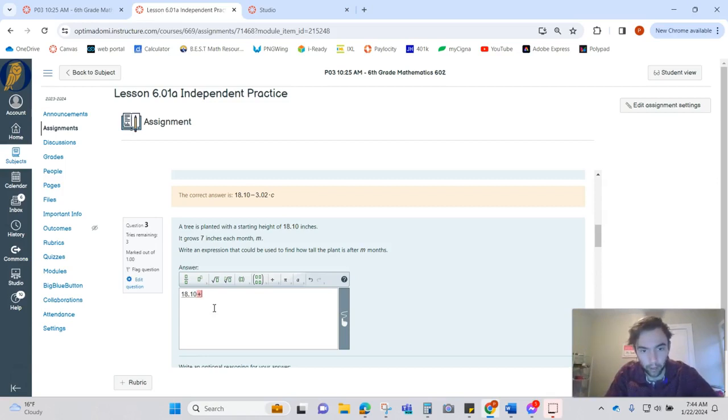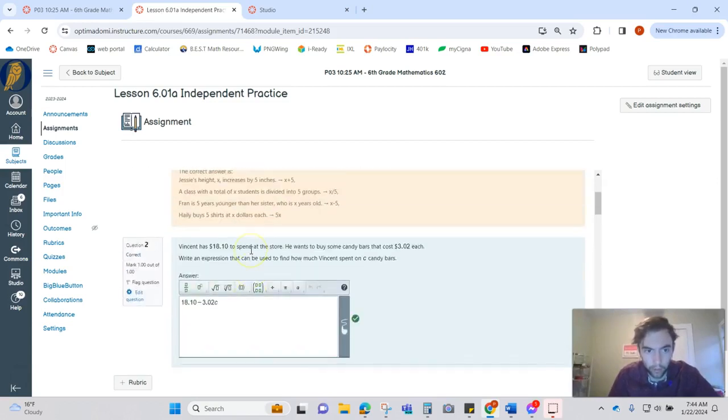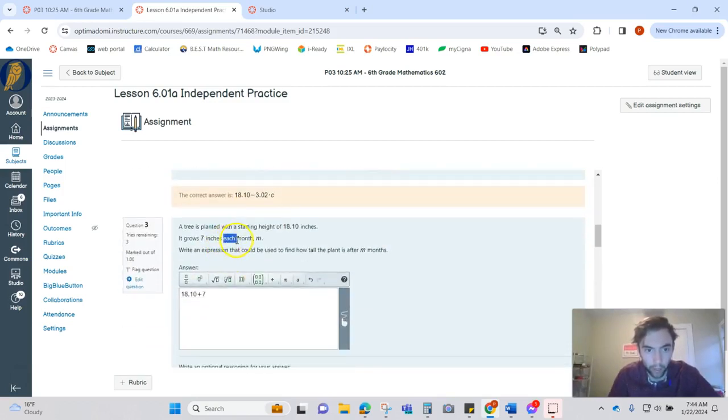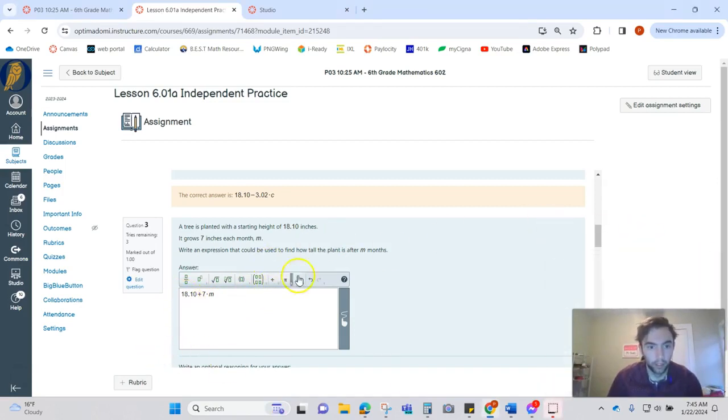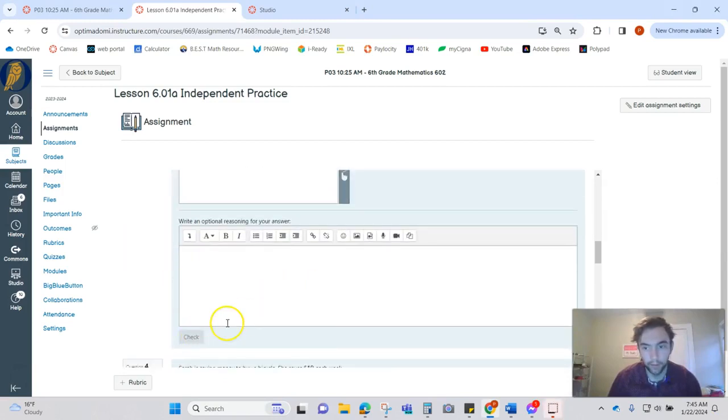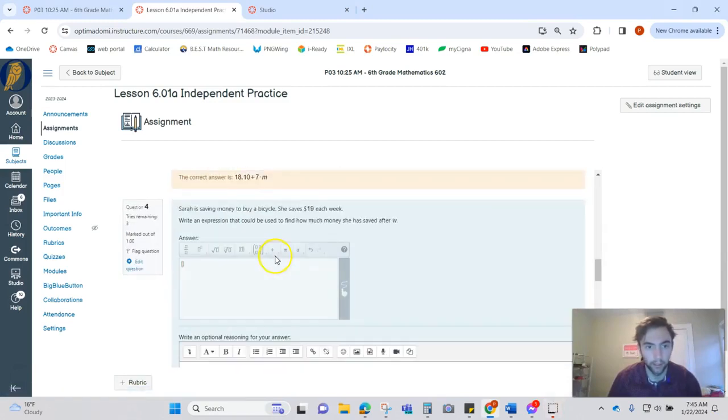But how much am I adding? 7. But just like this question up here, we have a math vocab word, each. That means we're multiplying. So in 1 month, it grows 7 inches. 2 months, 14. 3 months, 21 inches. So I'm going to do times m with the multiplication dot that I got from clicking on this arrow. Okay, let's check and see. Yay!